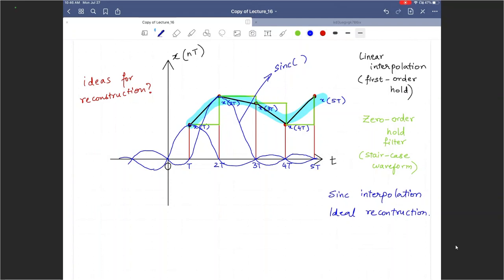Is that the same as convolving the impulse train with a sinc function? Yes, it is exactly the same as convolving with a sinc function, yes.